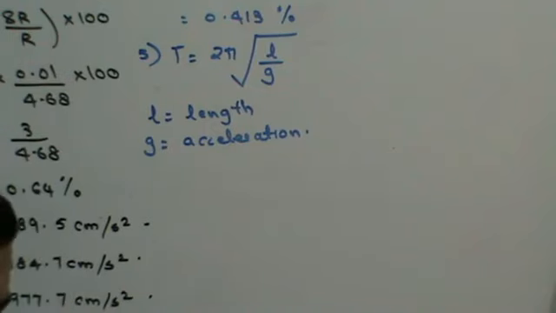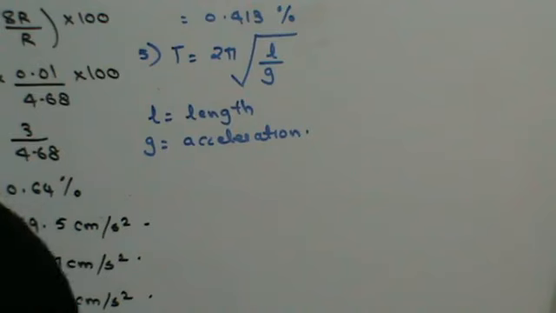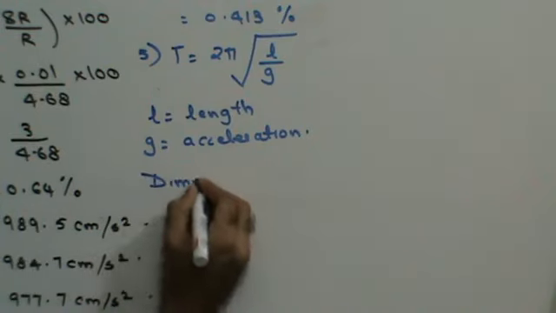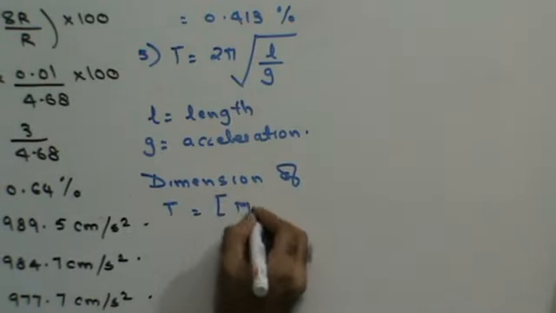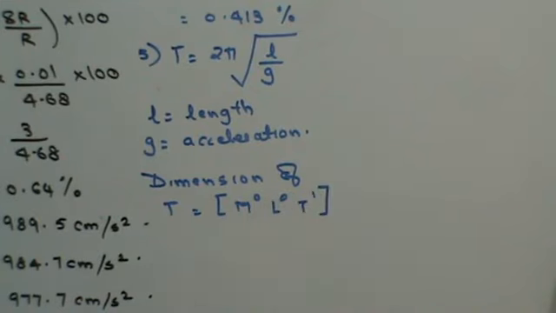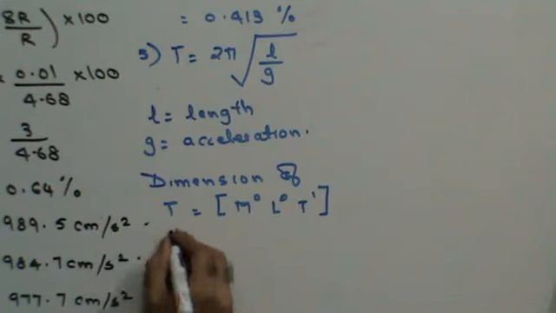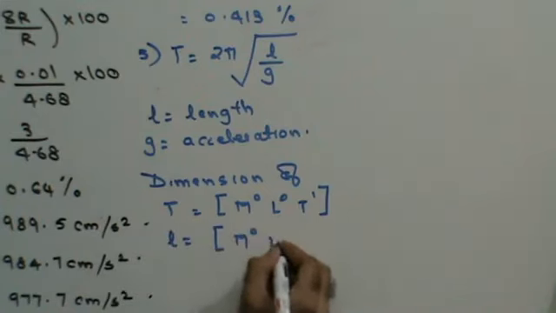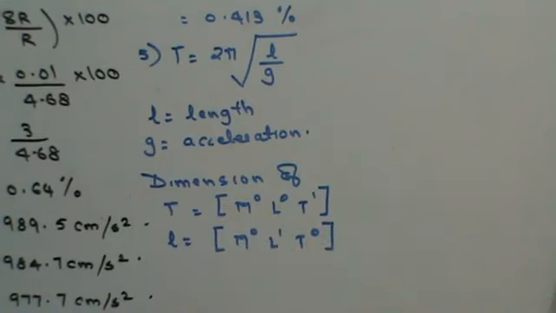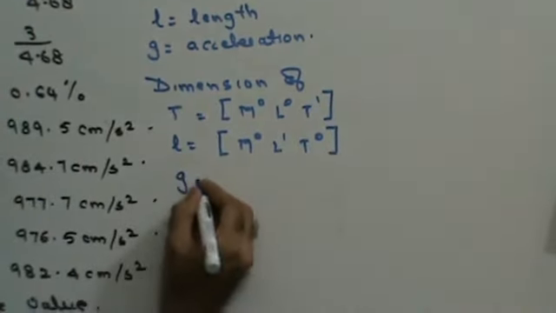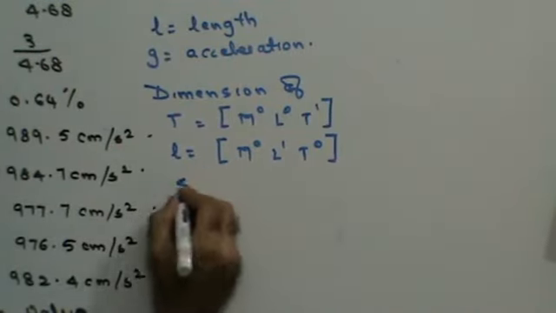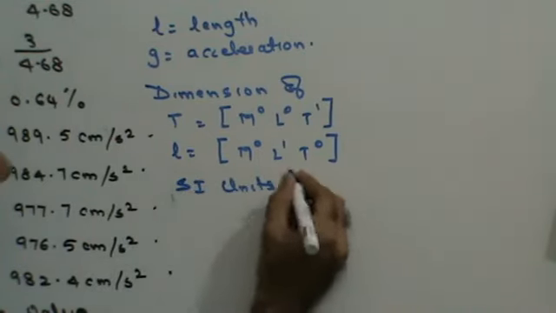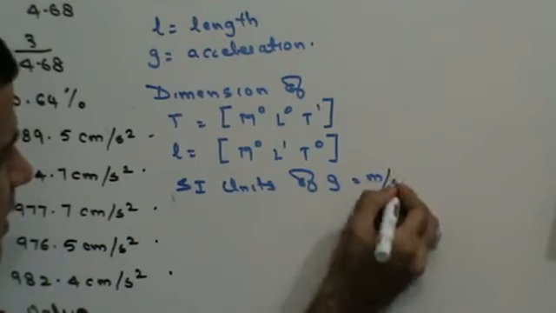Now the formula will be dimensionally correct if I have the same dimensions on the left hand side and the right hand side of the equation. First let's find the dimensions of T. Dimension of T will be M0 L0 T1. Then the dimensions of L will be M0 L1 T0, mass, length and time. Next, G. The SI unit of G is meters per second square.